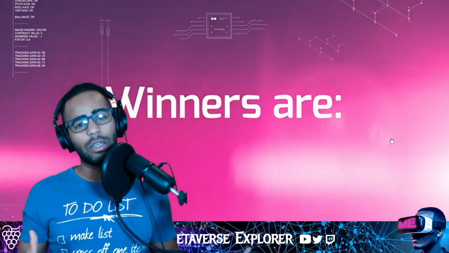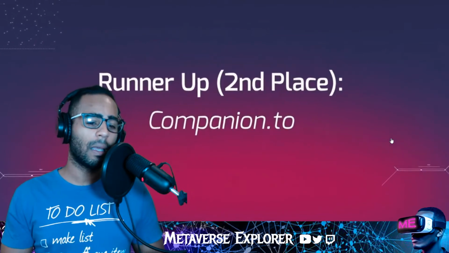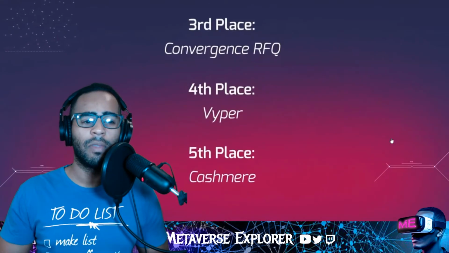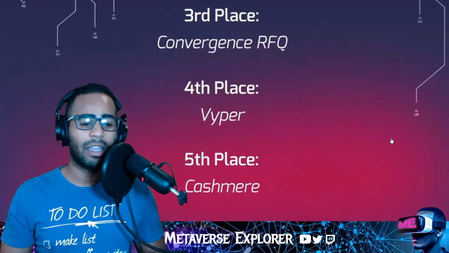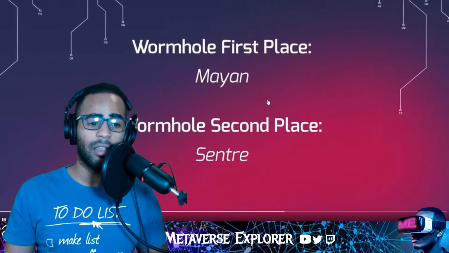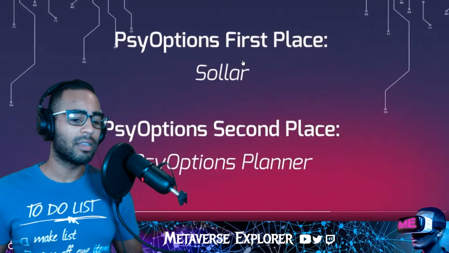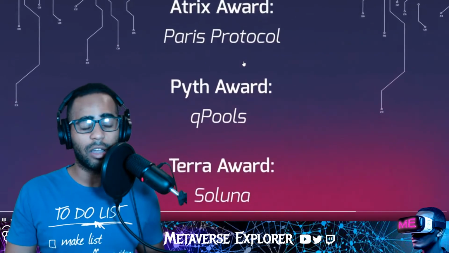And a few of the winners include the grand prize, which is Credix. I'm going to be interviewing them hopefully. Companion.2, they're creating an AI. Convergence RFQ, Viper, and Cashmere. All of these guys I'm hoping to, there's LIQ NFT right there. Mayan, I'm going to do a small tutorial on them. A Psi Options Planner is just a planner on top of Psi Options.